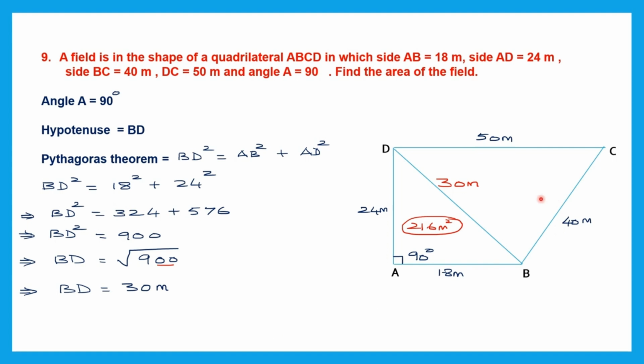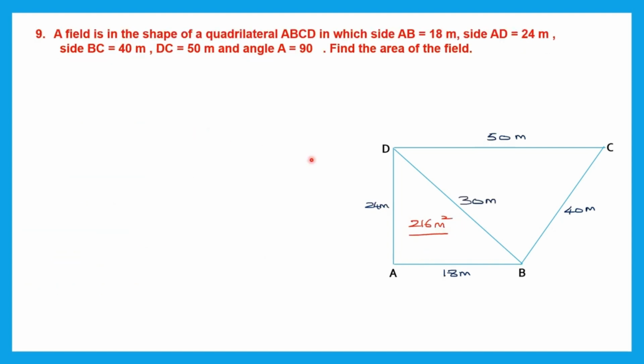Now we are going to find the area of this triangle because we have three sides measurements given to us. So let's continue. So now that we have the measurement of the third side also, we can find the area of this triangle CBD. We have all three sides measurements. So we can use Heron's formula. So in that we have to write the three sides. So let's write sides A, B and C. Let's take A to be 40 meters, B to be 50 meters and C to be 30 meters.